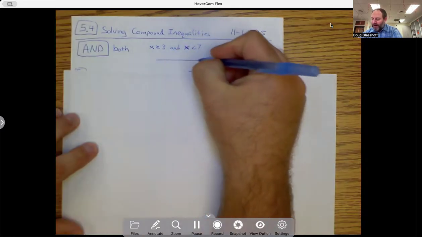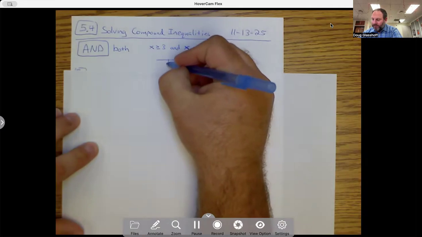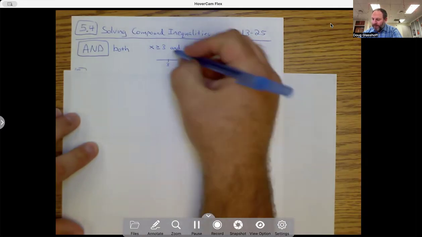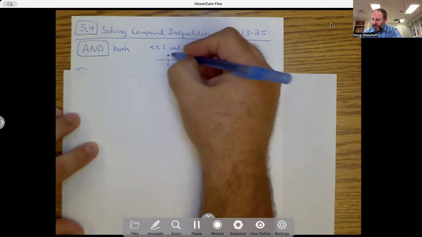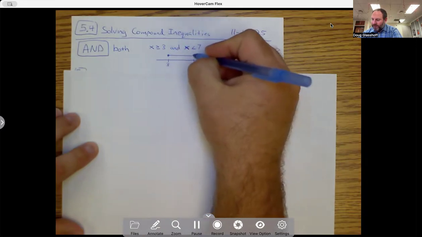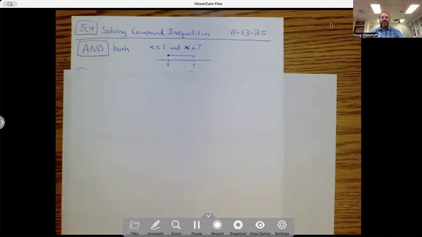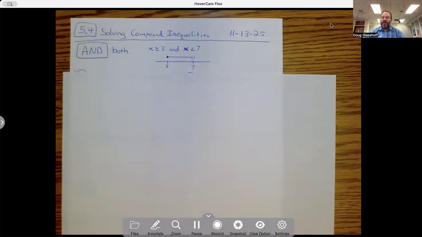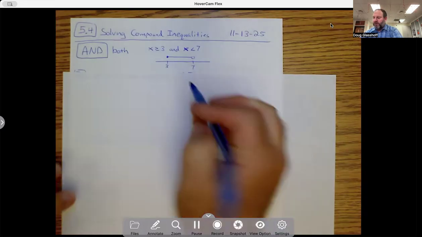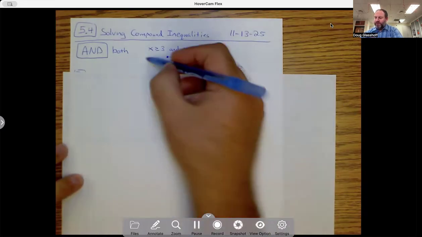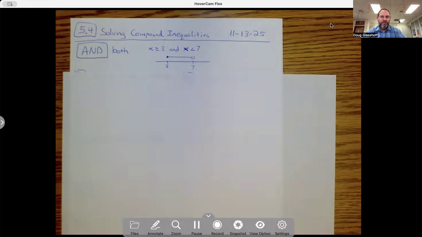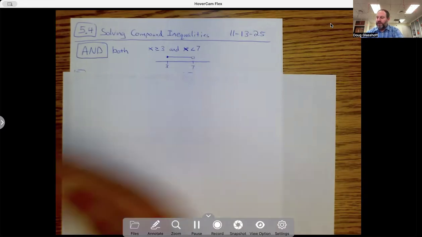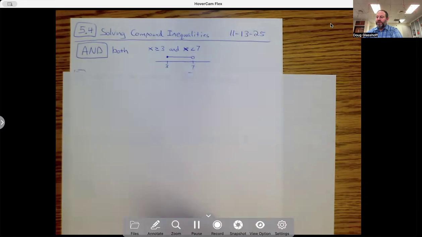If we graph this out, it ends up looking something like this. It has to be greater than or equal to 3, so everything to the right of it until you get to here. So it's everything between 3 and 7. Obviously, we have an open circle at 7 because, just like we talked about in the first half of the chapter, you can't use 7. That doesn't meet the requirement. So it goes across, and that's what you're looking for. An and will usually look something like that, where you have everything in between those two values.